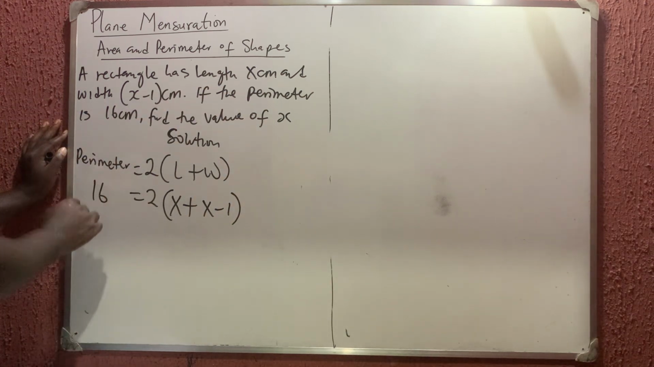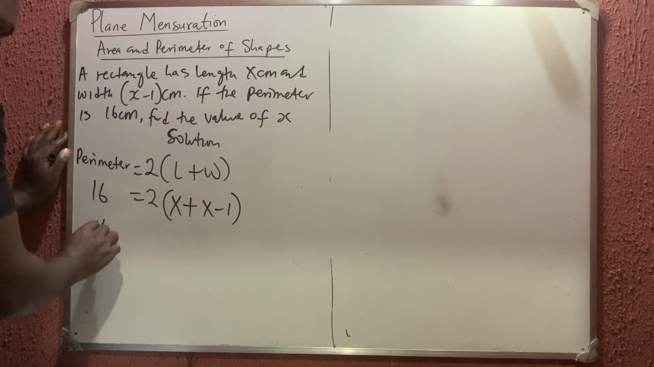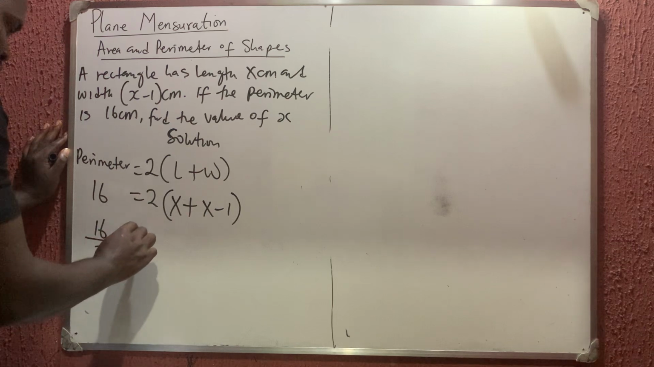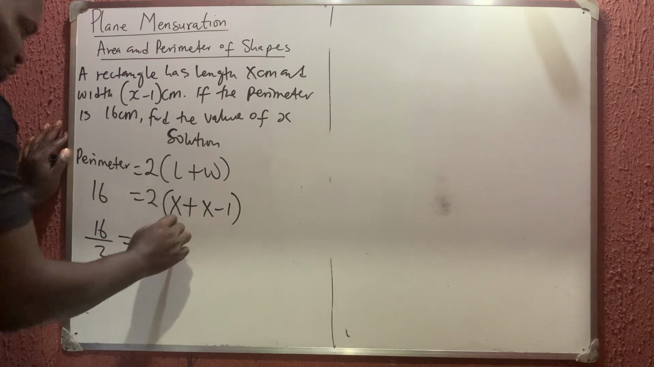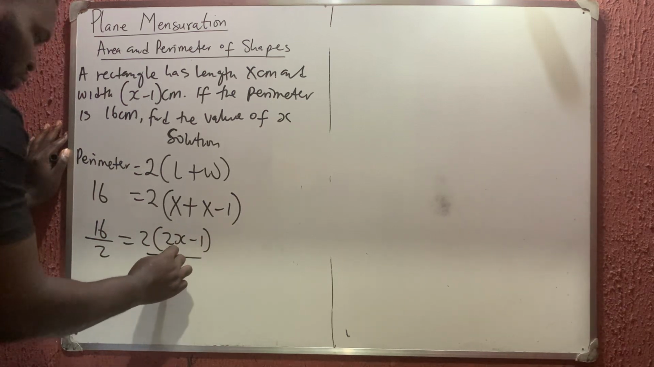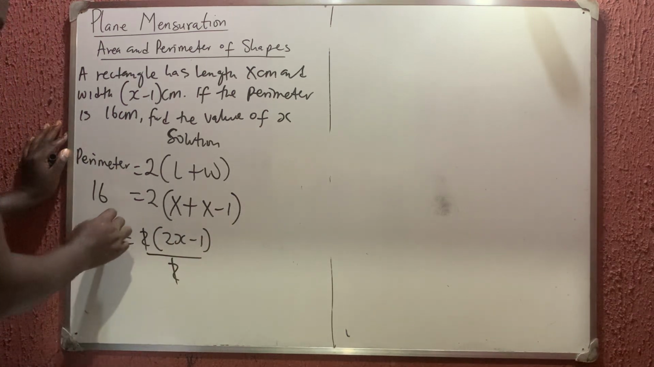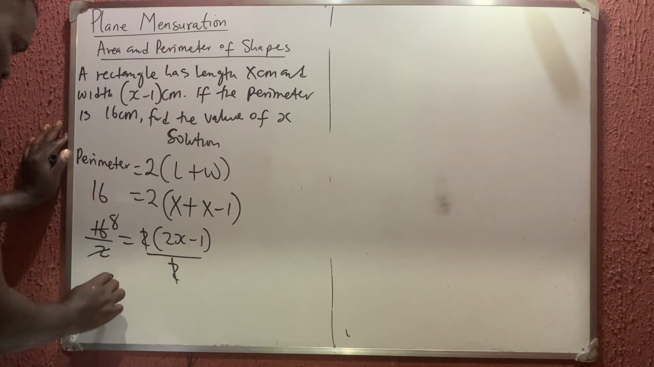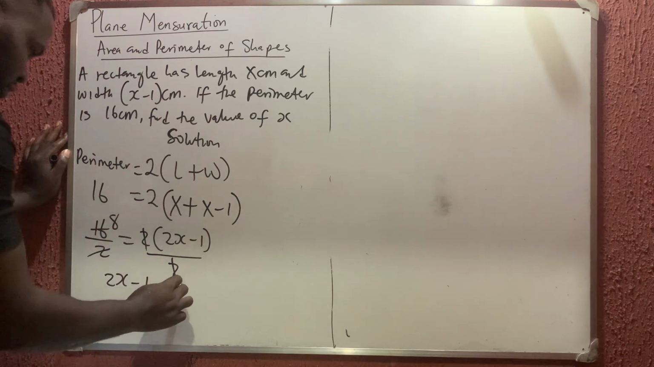So here is 16. If I divide everybody by 2, 16 divided by 2 is equal to 2 in bracket of x plus x, which gives us 2x minus 1, all over 2. So if this takes care of this, it is 8. So I'm having that 2x minus 1 is equal to 8.